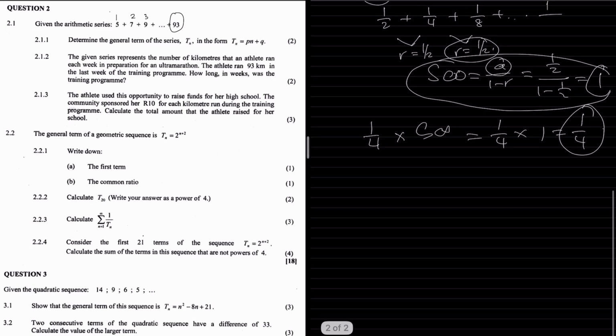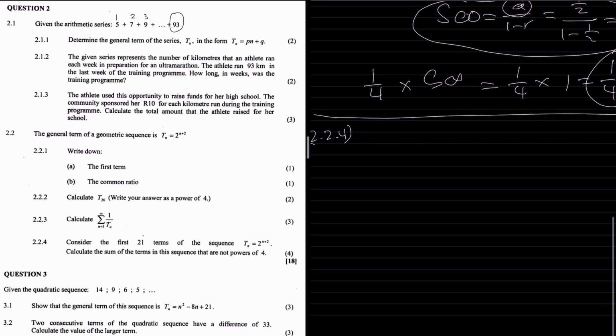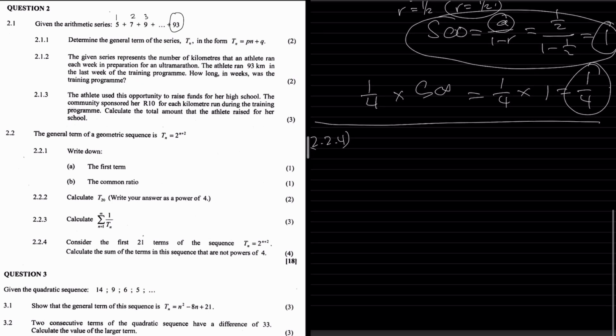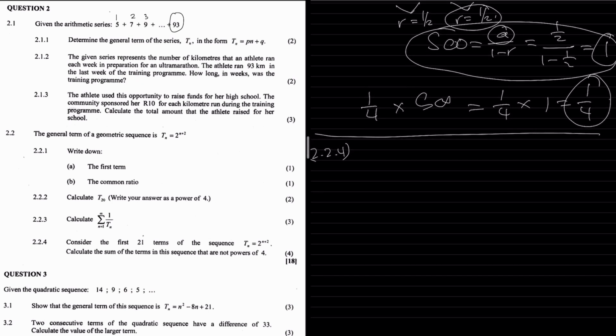Okay, let's move on. Question 2.2.4 reads: consider the first 21 terms of the sequence Tn equals 2 to the power n plus 2. Calculate the sum of the terms in the sequence that are not powers of 4. Okay, so let's first figure out what terms are going to be powers of 4.